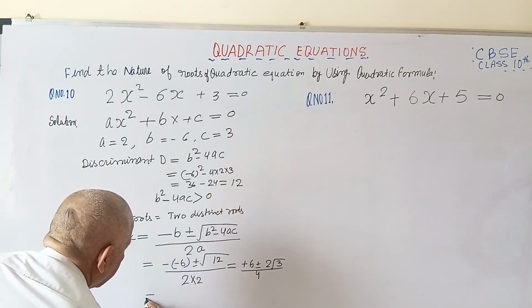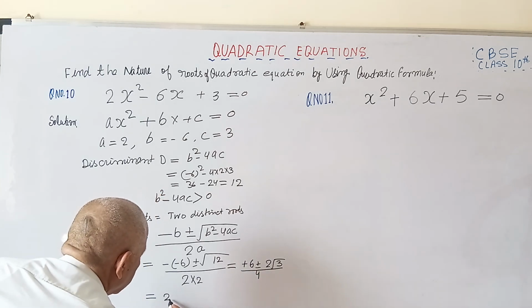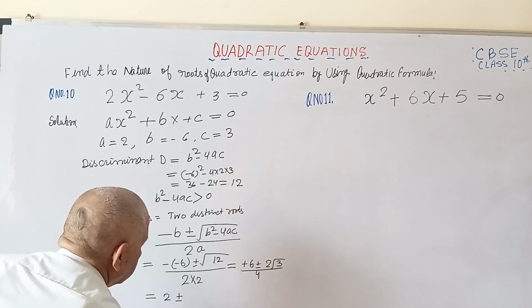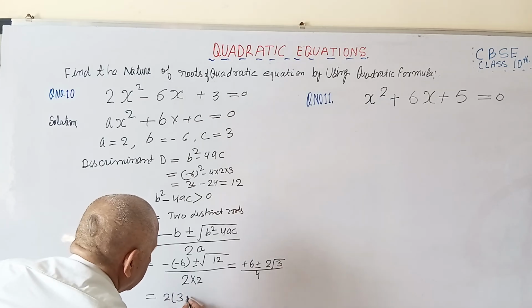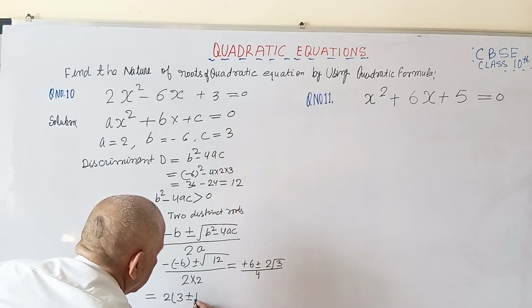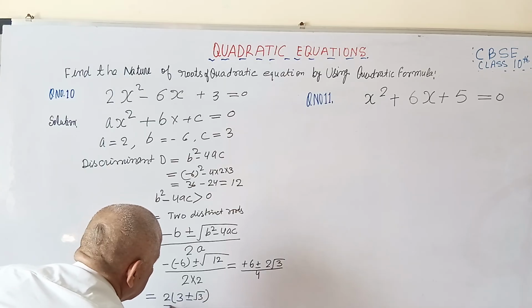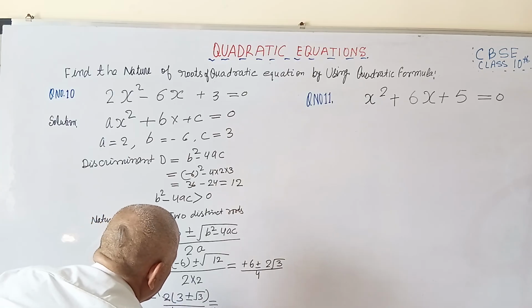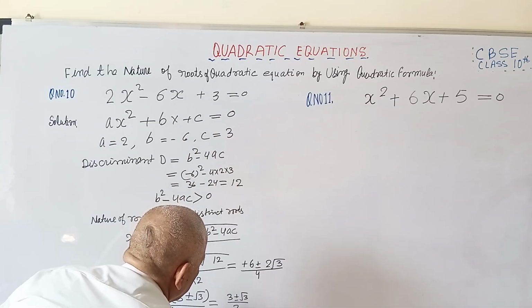So I will take 2 common, so I will get 2 into 3 plus minus root 3 upon 4. So 2 ones are 2, 2 twos are 4, equals to 3 plus minus root 3 upon 2.